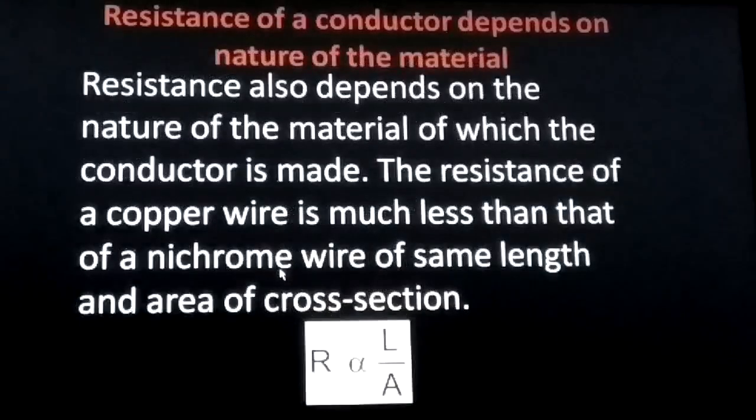ಸೊ ನೆಕ್ಸ್ಟ್ ಒನ್, the another one is nature of the material. The resistance also depends upon the nature of the material of which the conductor is made. ನಾವಲ್ಲಿ observe ಮಾಡಿದ್ವಿ in the previous activity. So if we place a copper metal in place of nichrome, we will get more current than that of nichrome.